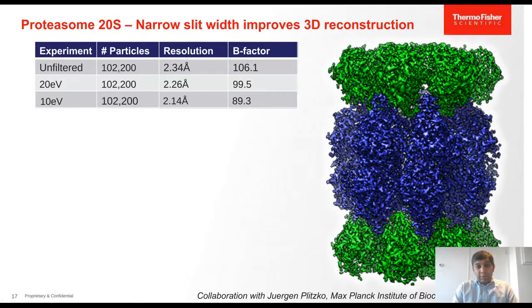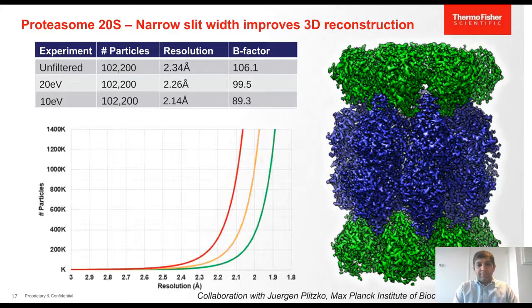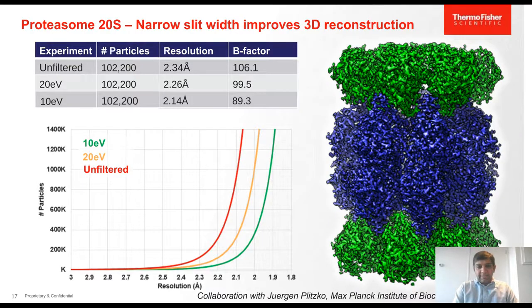We can also look at this by plotting these B factors. Here I'm plotting the B factors in an exponential form. And what we can see is this green line belongs to the 10 eV slit, 20 eV is the yellow line, and the unfiltered is the red. And there's already a difference between these data sets.